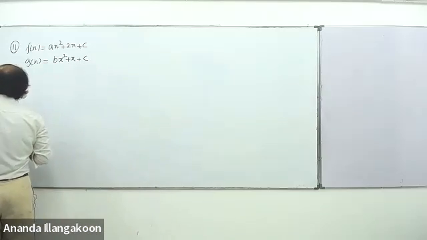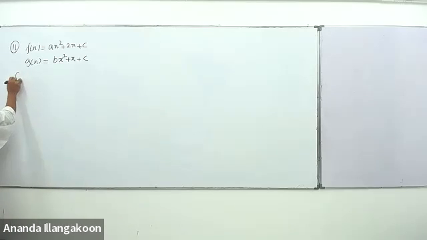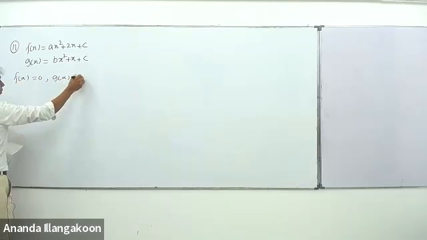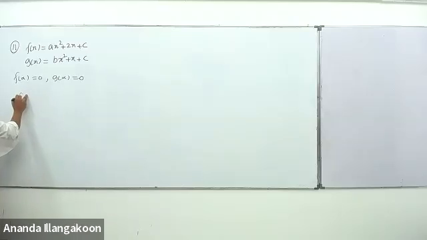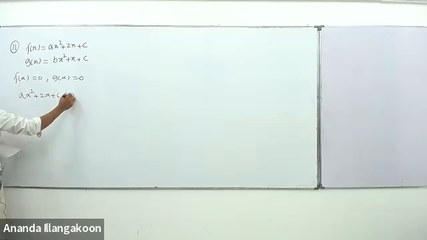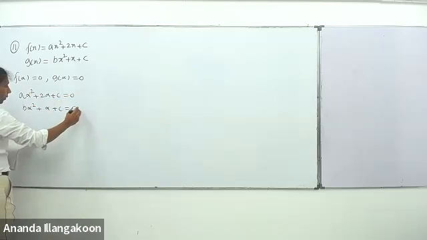Given the common root is alpha, right? Then what can you say? If alpha is a common root, f(alpha) must be 0 and g(alpha) must be 0. That means when you put alpha in here and here, both should be 0. Then we get a alpha squared plus 2 alpha plus c equals 0, and b alpha squared plus alpha plus c equals 0, right?